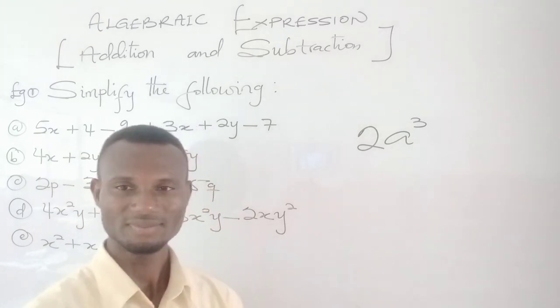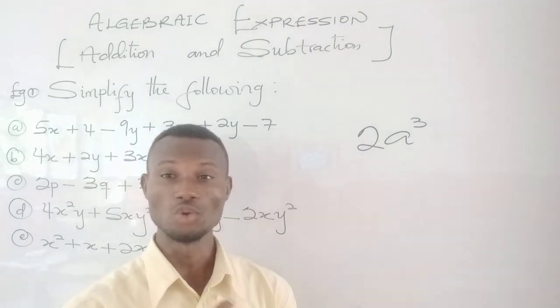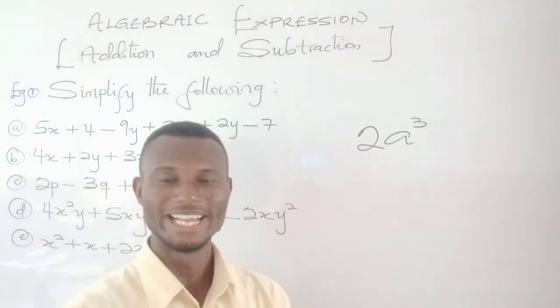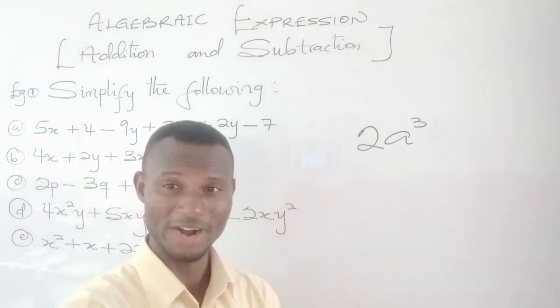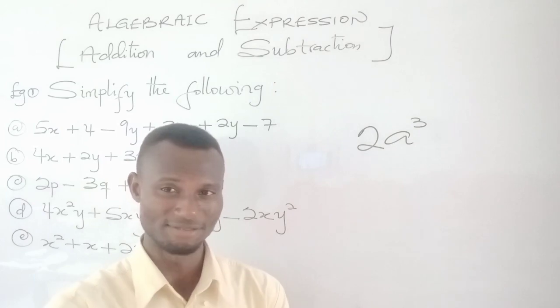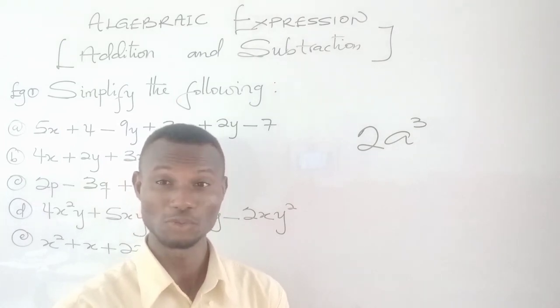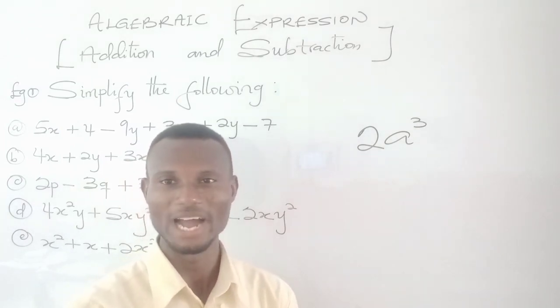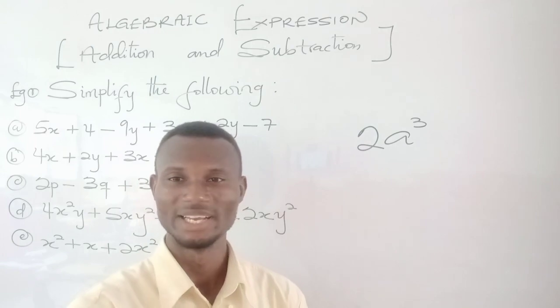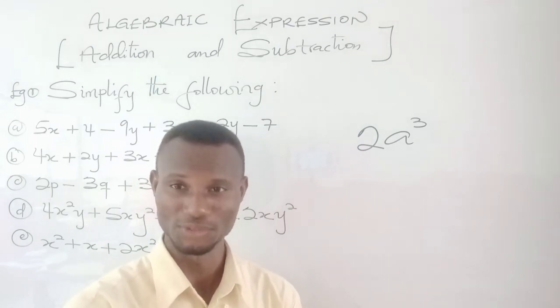So now anytime you have a number in front of a variable, there's a name that is given to that number. And also anytime you have a number on top of a variable, there's a name that is given to it.